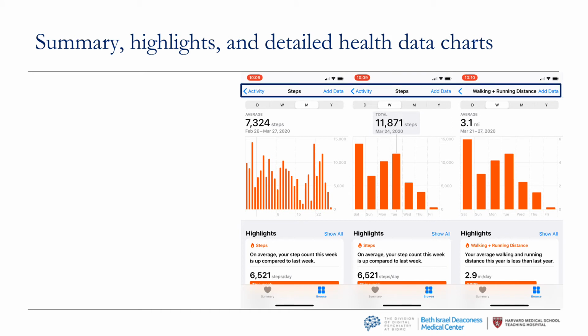For example, we'll take a look at steps as well as walking and running distance. By tapping on a button in the toolbar above the chart, you can view this data over a single day, a week, a month, or a whole year. If you tap and slide on a bar in the chart, you'll be able to view that data point in more detail. You can also tap Add Data at the top right of the app to add a data point manually.